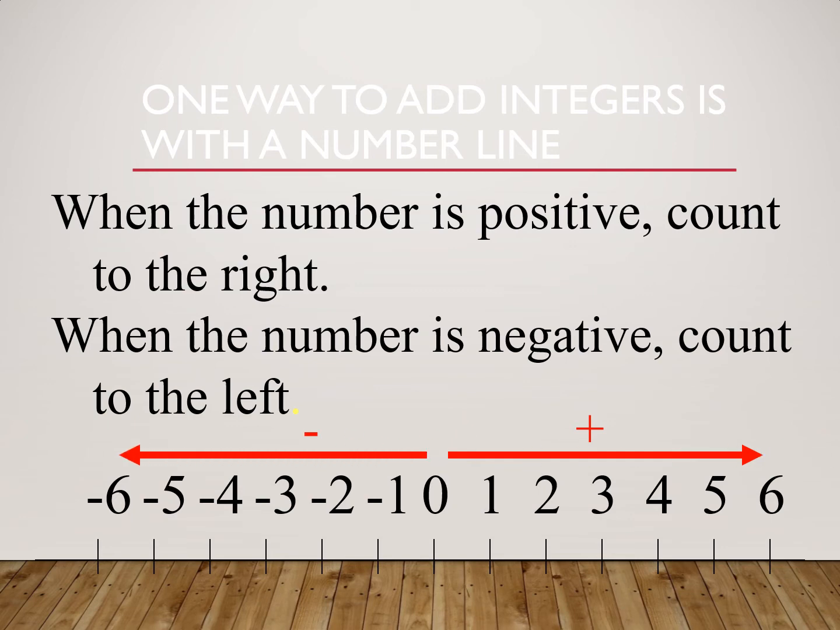So we have done this. When the number is positive, we count to the right side, and when the number is negative, we count to the left side. I hope we have done this in the last lecture and it is clear to you. Okay, whenever you add something, you move those many places to the right. Whenever you subtract something, you move those many places to the left.